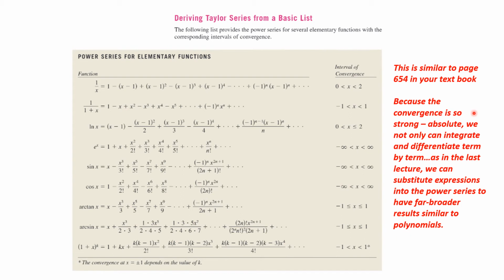Now, because the convergence is so strong, that is, it's absolute convergence, we can not only differentiate and integrate term by term, as we talked about in the last lecture, but we can also substitute expressions into these power series and have far broader results that are very similar to substituting composition of functions, doing that with polynomials. So let's look at this list, not exhaustively. You really should be able to derive everything on this list from basic principles. That would be good practice for your final. But let's look at just a few of these.